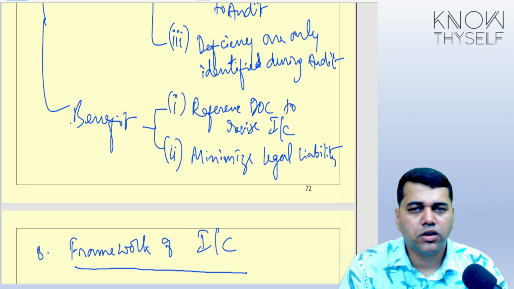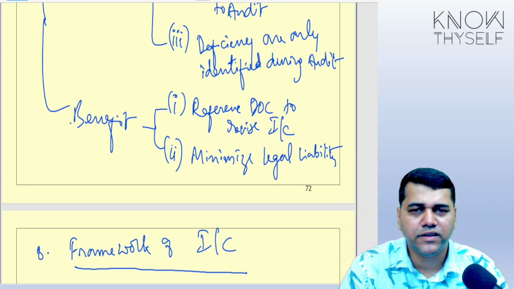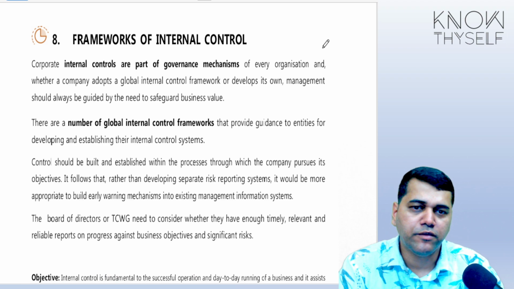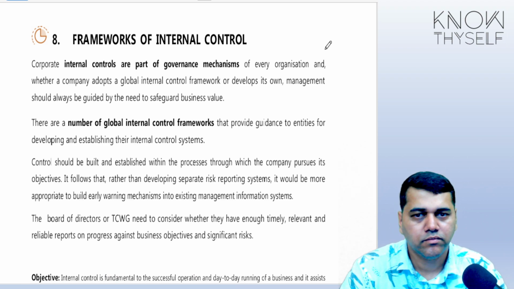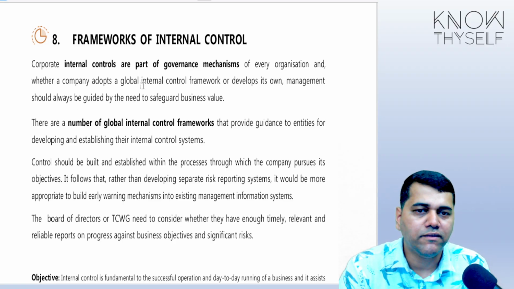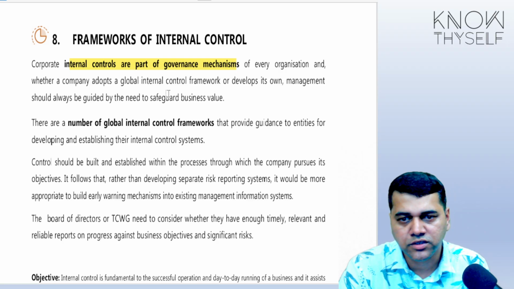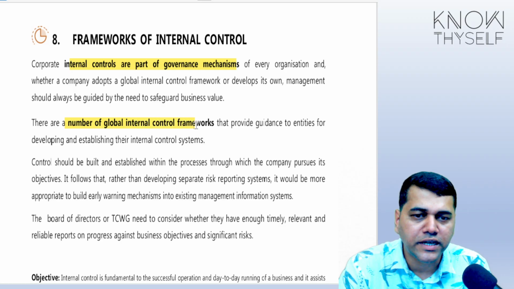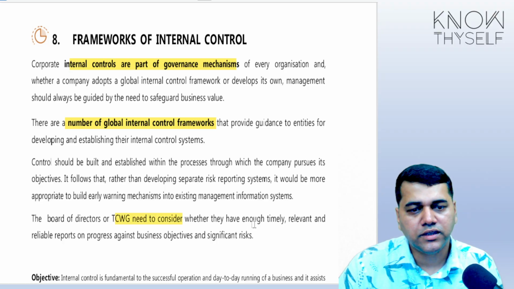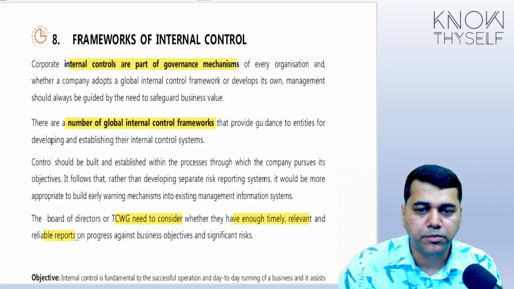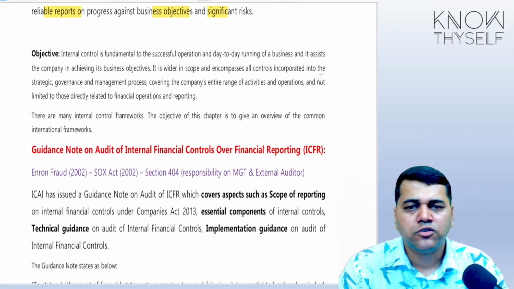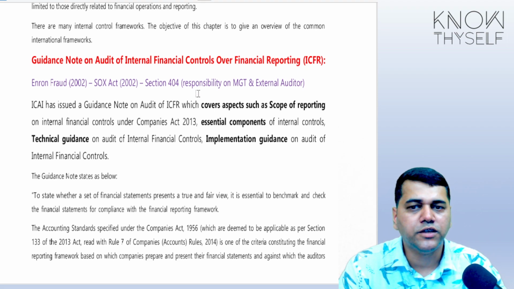Okay, friends. So what are the frameworks? We'll quickly finish because it's very simple, as a major portion we have already learned. So what is the framework? It's more like a guideline, like a boundary. Now, internal controls are part of the governance mechanisms of every organization. There are so many global internal control frameworks which have arisen of late. So the board of directors need to consider whether they have enough, timely, relevant, reliable reports on progress against the business objectives and significant risk. You can just go through some theory there. Objectives and all we need not talk about. Straight away we will talk about the different types.